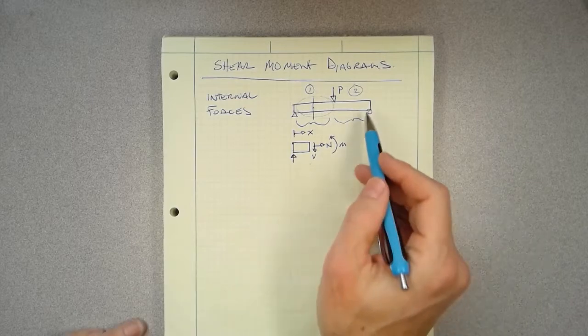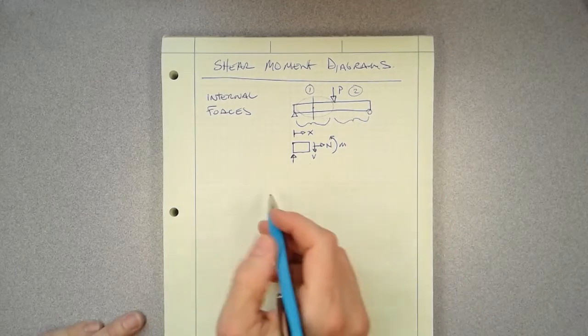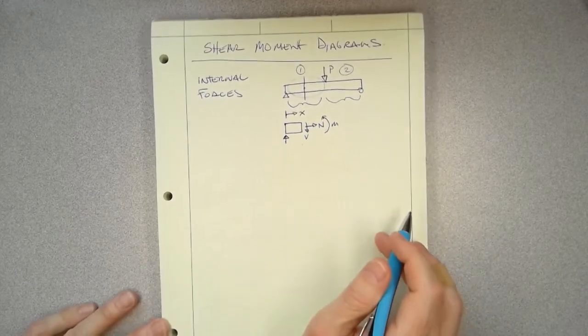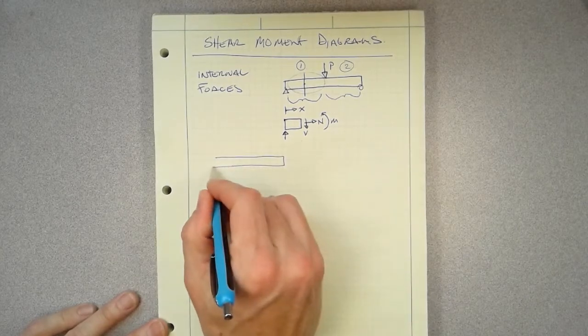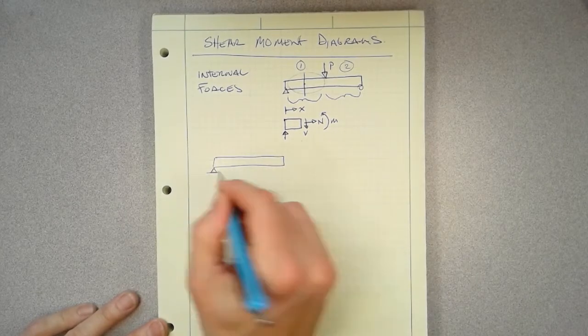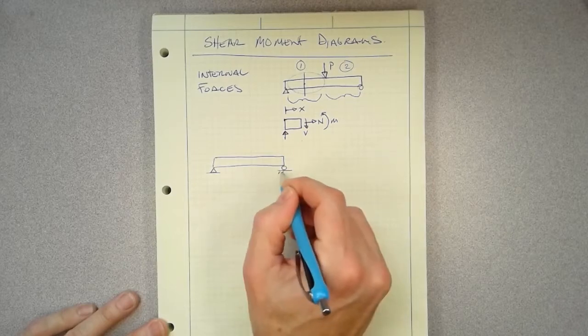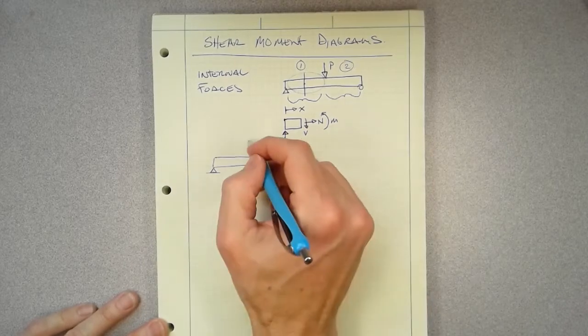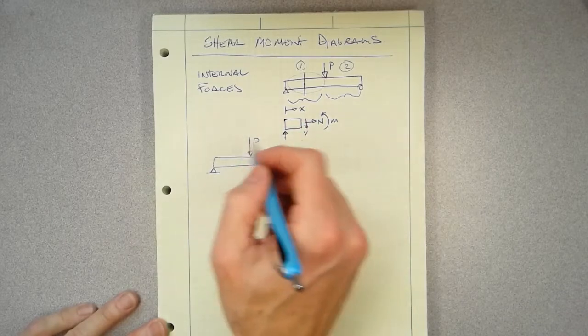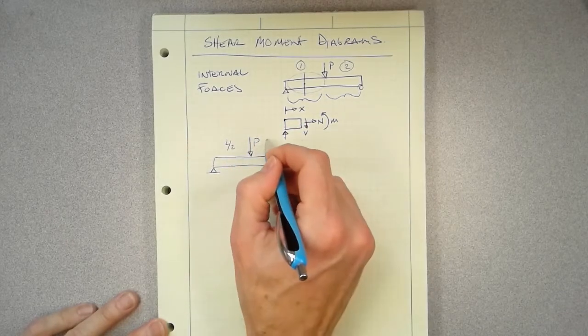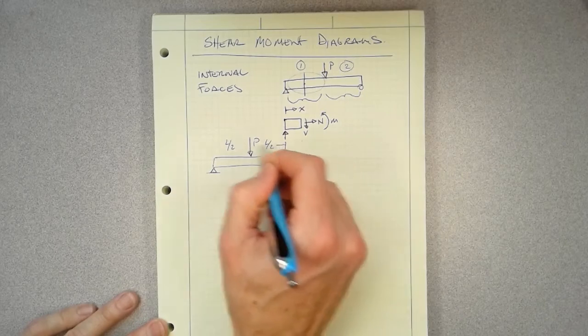Now, if we are going to do this beam, I'm going to redraw this here. So we have our lever, we've got our pin, we've got our roller, we've got our load P. This beam has an overall length of L. This is going to be L over 2, and this is going to be L over 2 from here to there.